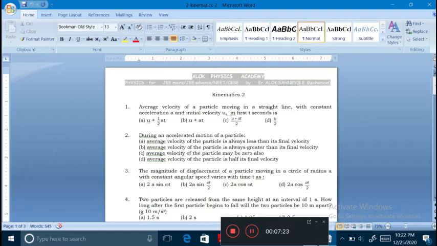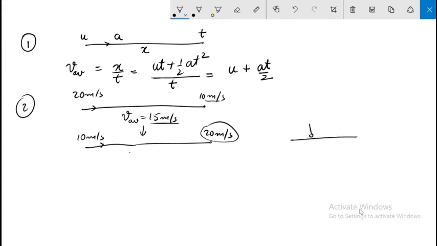Now let us come to option C. Average velocity of the particle may be 0 also. Now this seems to be correct. Let us see how. Suppose a particle is moving along a circular path. Let us say it starts from here and moves with a constant speed. So at t equal to 0, its initial velocity vector will look something like this, right?